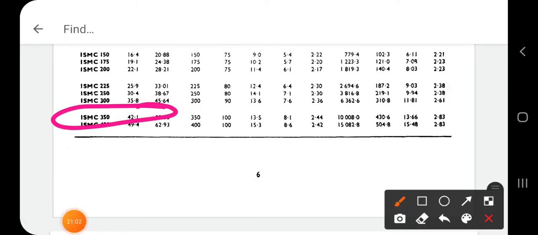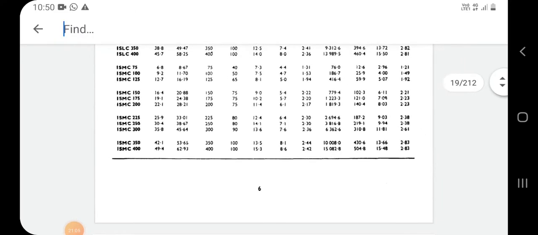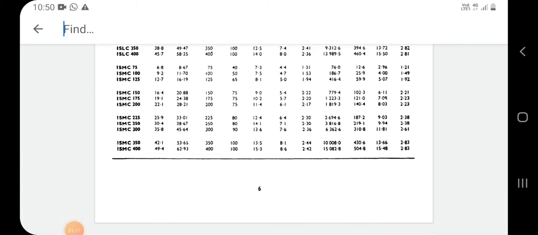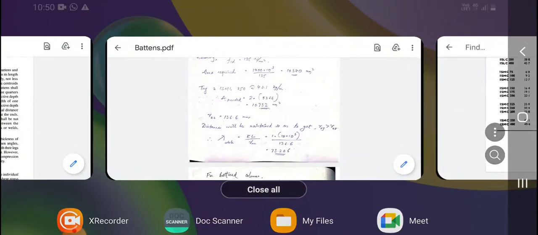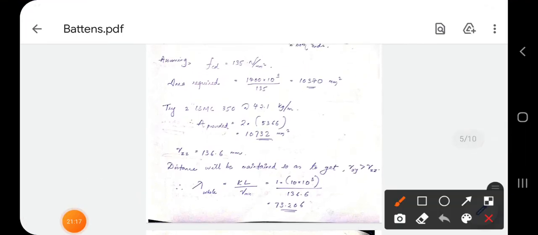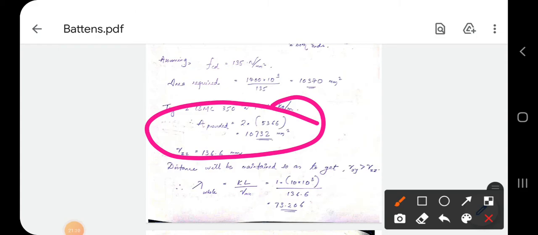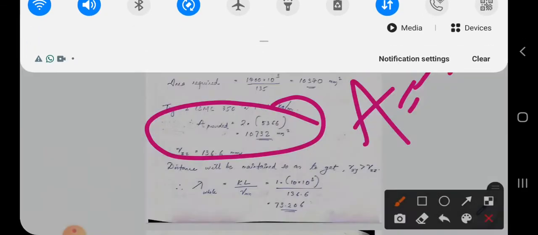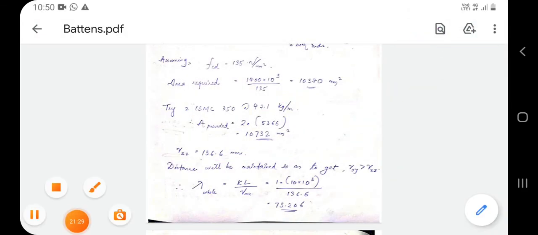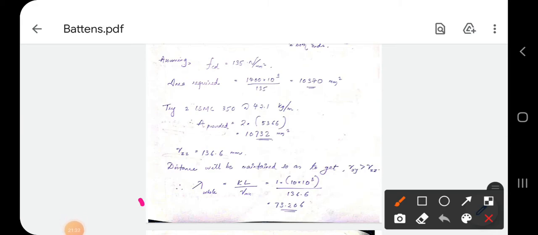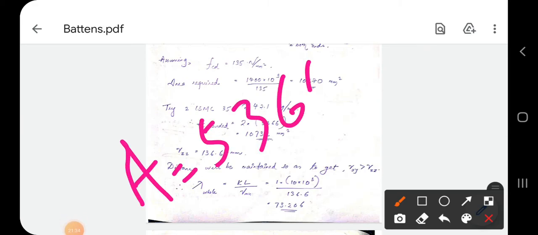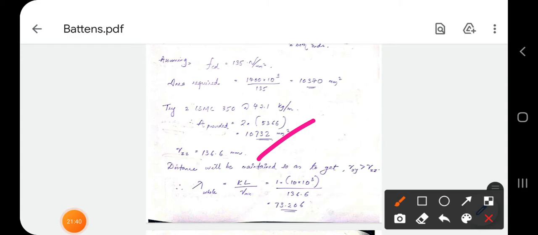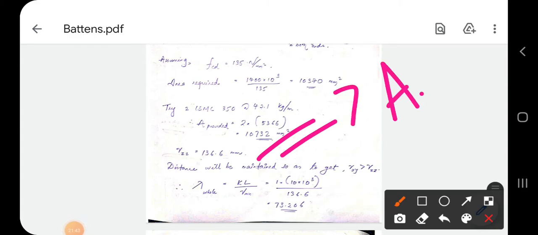Okay, the section we choose is ISMC 350. This section is given on page number 6, and just see all the important properties. Okay, so area provided is equal to 2 times 5366. The area we found is 53.66 centimeter square. Here we want the unit in millimeter square, so the area will be 5366 millimeter square. So into 2 is 10,732 millimeter square. It is greater than the area required.